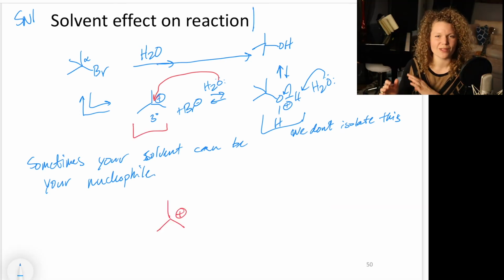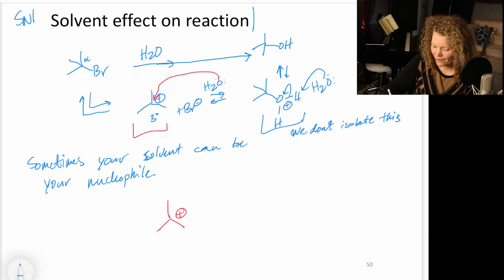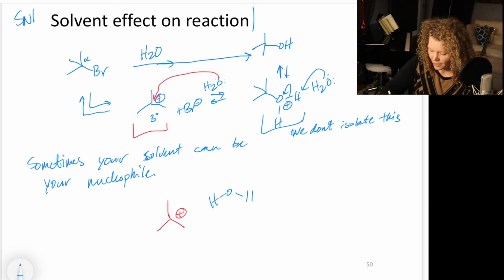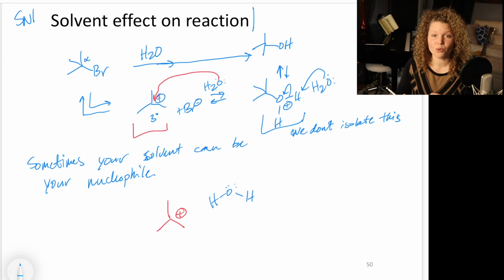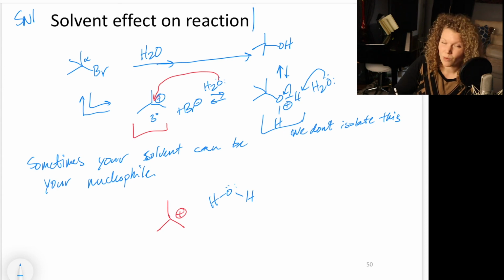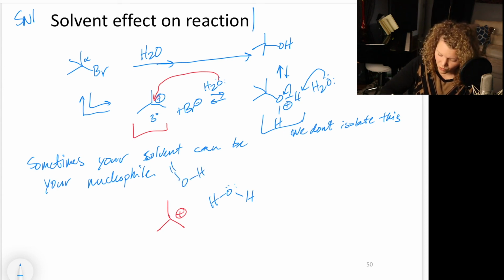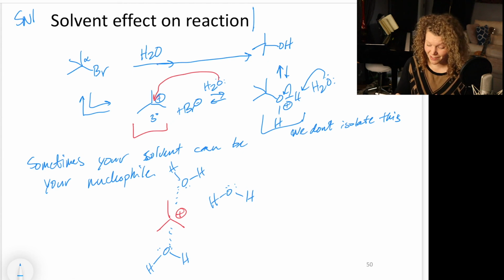Now I want to focus on this carbocation here. Now we have water present, and water, as we've learned, is a polar protic solvent, so it can do hydrogen bonding. Now, why is this so important? Well, if we have lots of water molecules around, we're going to be stabilizing this positive charge. This is a really good Lewis acid, and it's very high in energy.